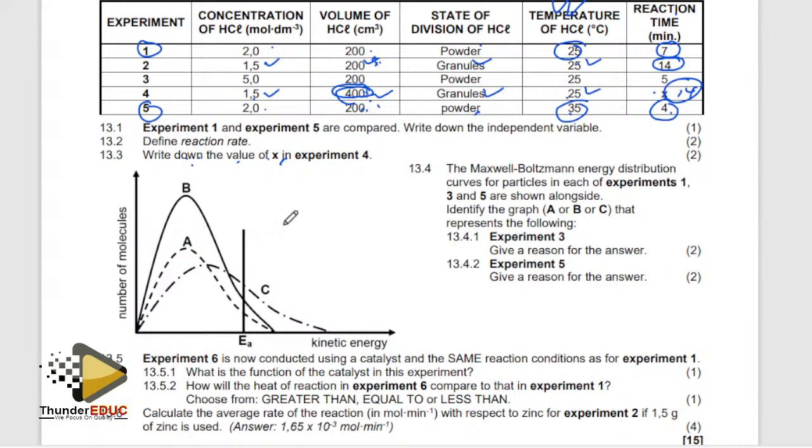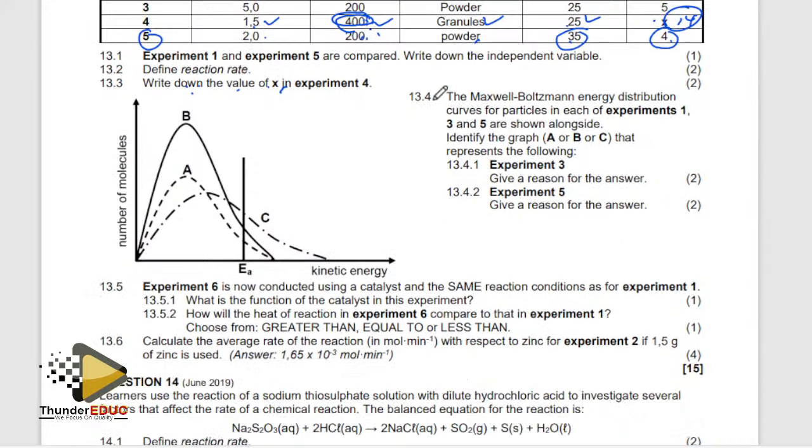Then they're saying question 3. Write down, okay, we are done with that. The distribution curve of particles of experiment 1, 3 and 5 is shown alongside. What is the question they're asking? Experiment 3: give a reason. Which one is experiment 3, and give a reason for your answer?